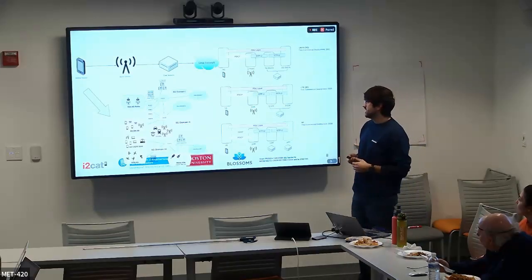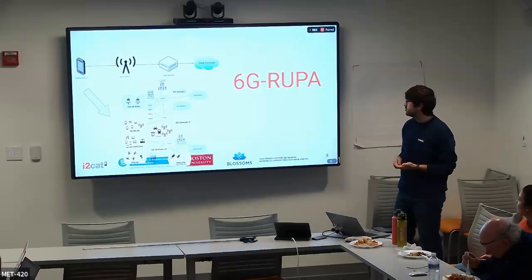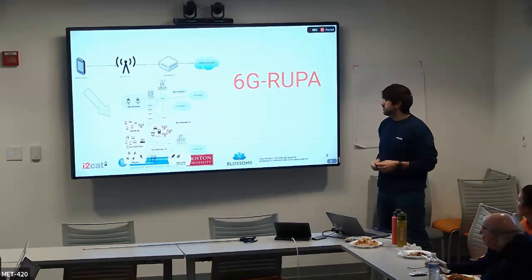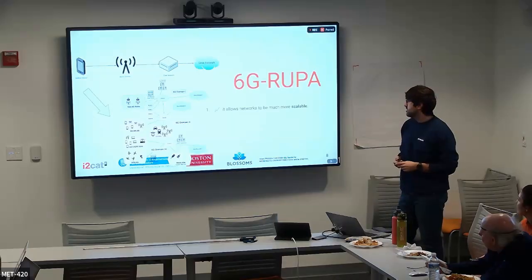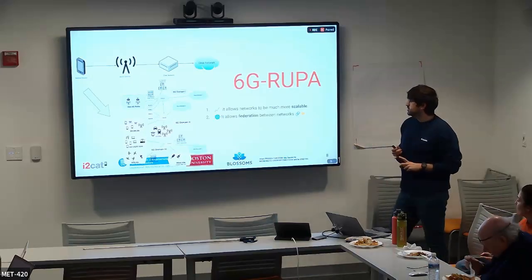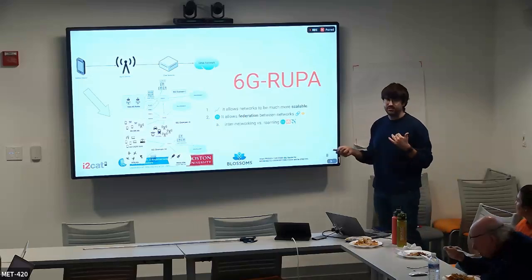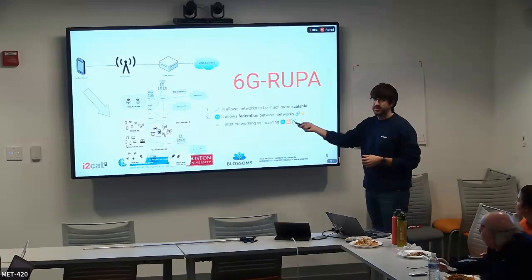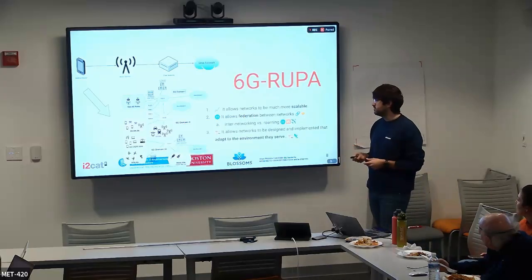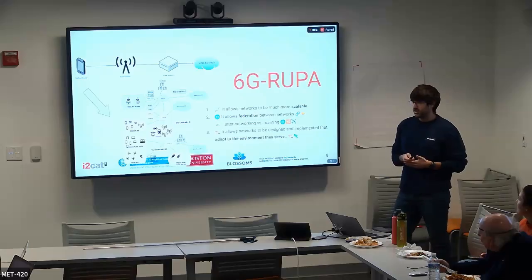What we're proposing is a technology that might solve this transition, and we call it 6G-RUPA. 6G-RUPA stands for 6G Recursive User Plane Architecture, and it has three main goals. One, it allows networks to be much more scalable. We will go into detail on that later. Two, it allows federation between networks, so it implements real internetworking, communication between networks, compared to the roaming we have today. And finally, and this is very important, it allows networks to be designed and implemented to adapt to the environment they serve. So what does that mean?